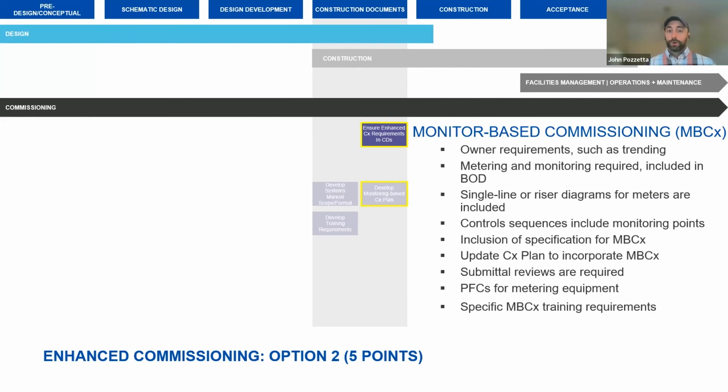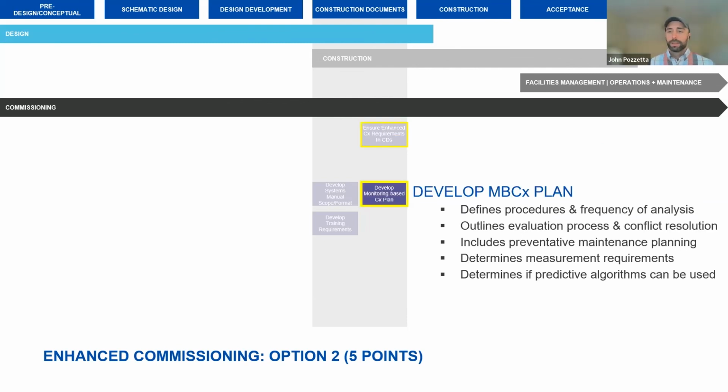We want to ensure the requirements to achieve this are in the construction documents, because there is advanced metering. We want to make sure that everything related to this requirement is addressed early in design. And similar to developing that fundamental commissioning plan, we want to also develop a monitoring-based commissioning plan that helps us determine, what data are we looking for, where are we extracting that data, what output are we going to get, and then what are we going to do with that output once we have the data.